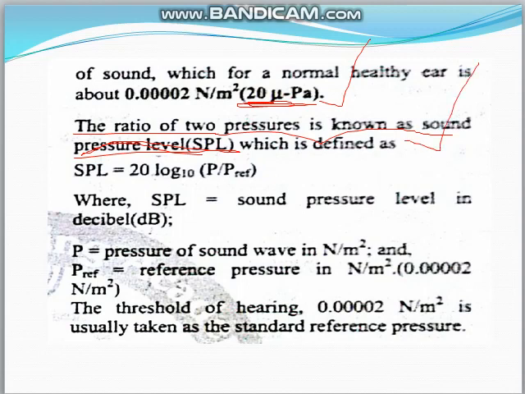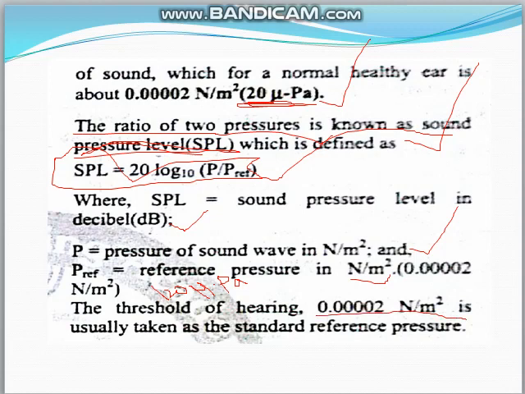Very, very important: the sound pressure level is indicated by the formula SPL = 20 log base 10 of the ratio of the pressure of the sound wave to the reference pressure. Here SPL is the sound pressure level in decibels, P stands for the pressure of the sound wave in Newton per meter square, and the reference pressure in Newton per meter square is 20 micropascal. The threshold of hearing, 20 micropascal, is usually taken as the standard reference pressure.